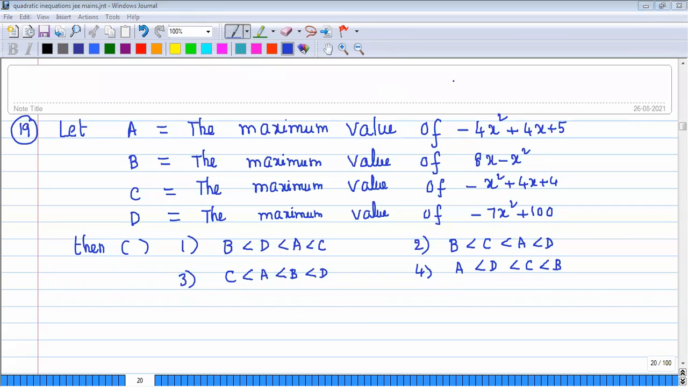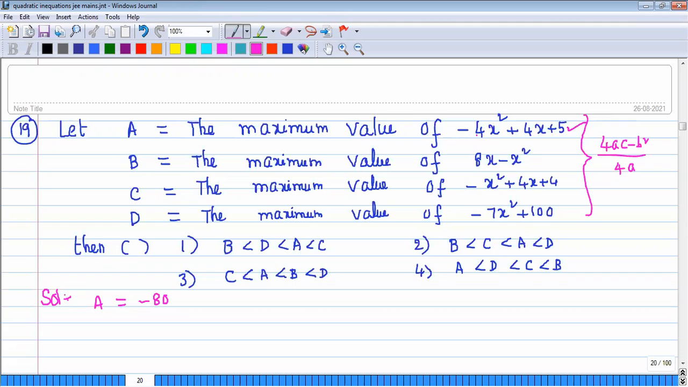So first of all, the formula is the same because all are maximum only. The maximum value is 4AC minus B square by 4A. In each case the same formula we need to use. So directly write out A: 4AC is equal to how much?